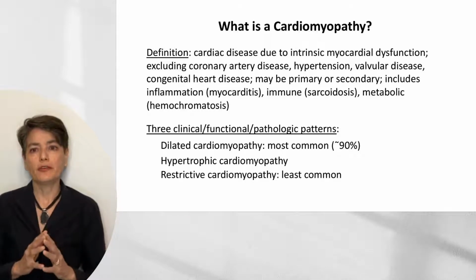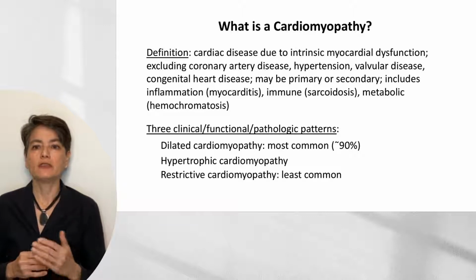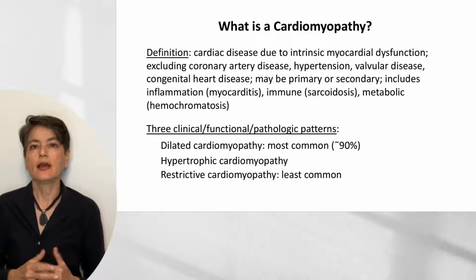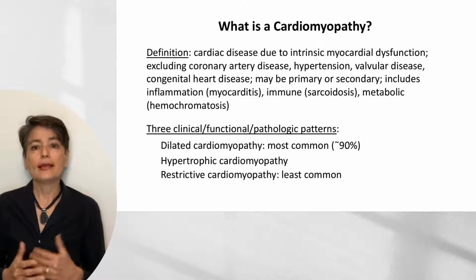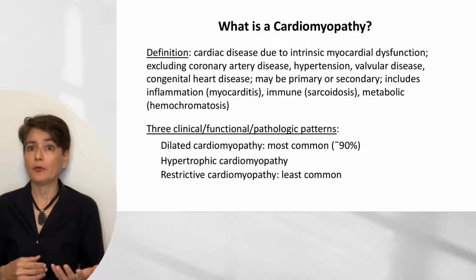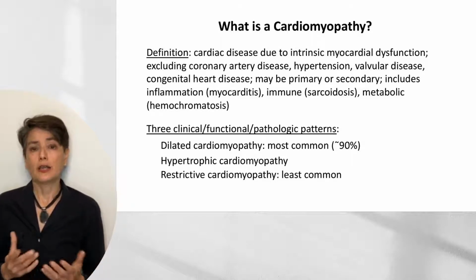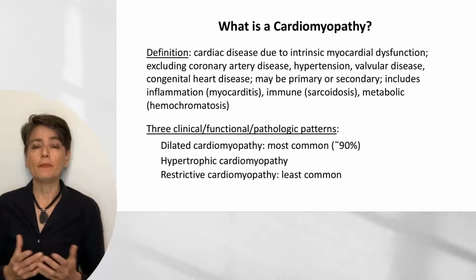So for this definition, we are going to exclude a set of diseases with particular clinical and pathophysiologic contexts, such as coronary artery disease, hypertension, valvular disease, and congenital heart disease. And once we do that, what we are left with are the cardiomyopathies. Now, they may be primary or secondary, and there are a variety of different causes. So they may be hereditary, due to inflammation such as myocarditis, immune dysfunction such as sarcoidosis, or metabolic derangements such as hemochromatosis.